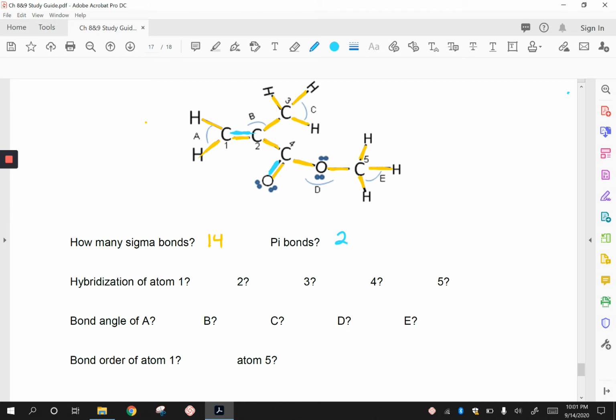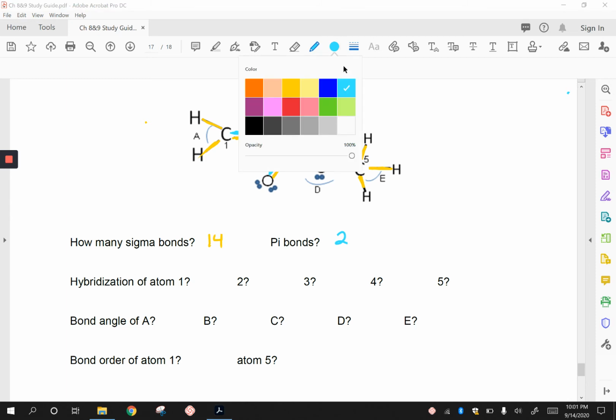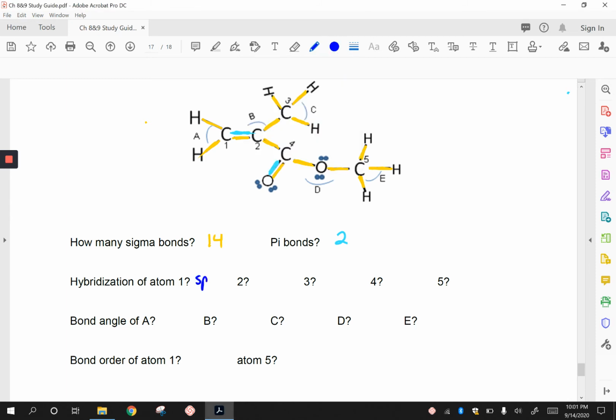Let's look at the hybridization. Let's look at atom 1, 3 areas of electrons. So that would be sp2. Number 2 here, 3 areas of electrons again, so another sp2. Carbon number 3, 4 areas of electrons, so that would be an sp3. Carbon number 4, 3 areas of electrons, so sp2. And carbon number 5, 4 areas of electrons, so sp3.